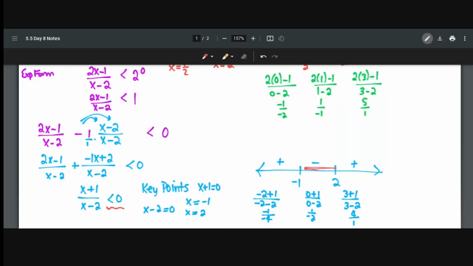So I want any number that's in the negative zone. And it can't be equal to 0, so I'm not going to include negative 1 or 2. So I think my interval is between negative 1 and 2.